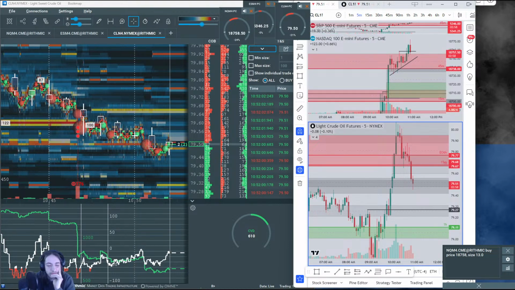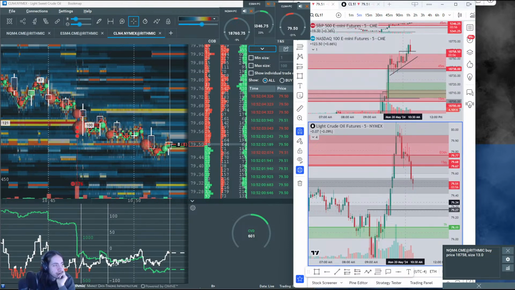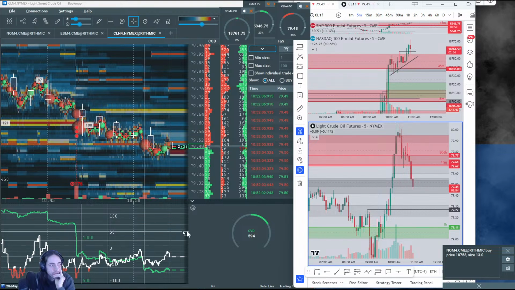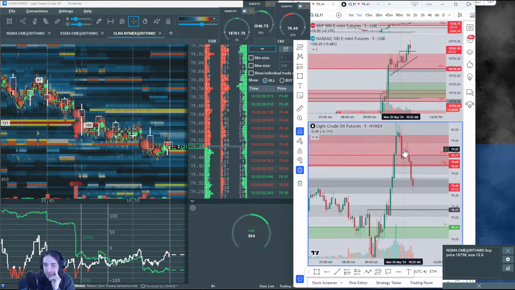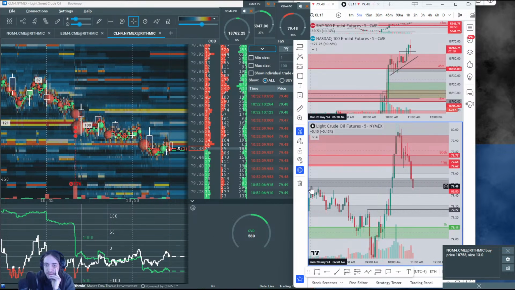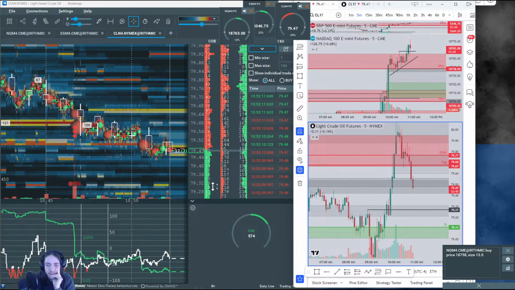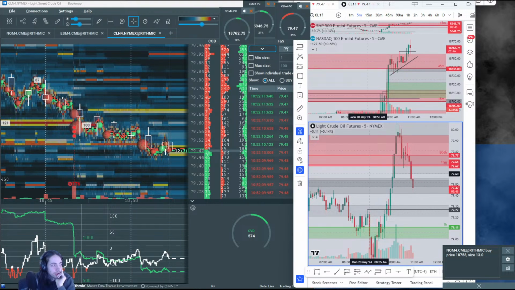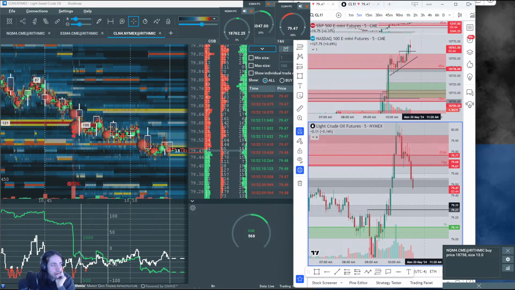I know, looks too clean. I sort of want to hold this. Still coming out of a supply zone. 5 minutes pretty strong to the downside. I don't want to get paper hands. Gotta hold our winners, guys. Gotta hold our winners.